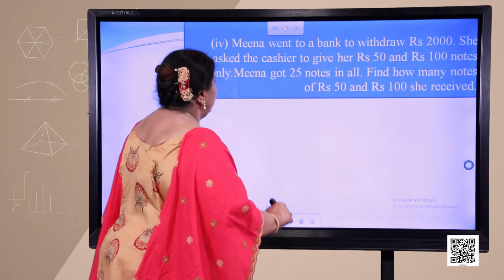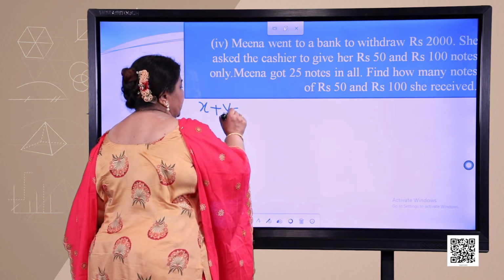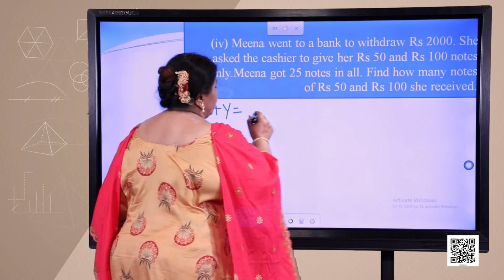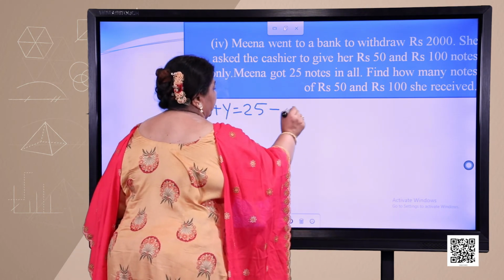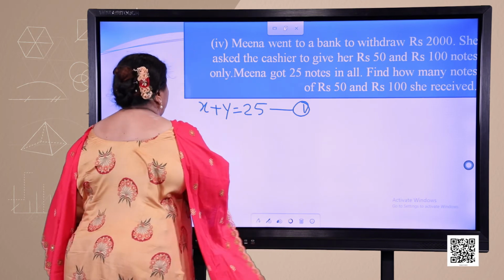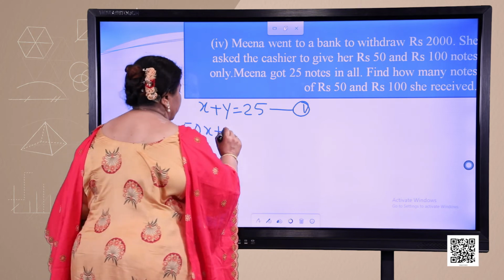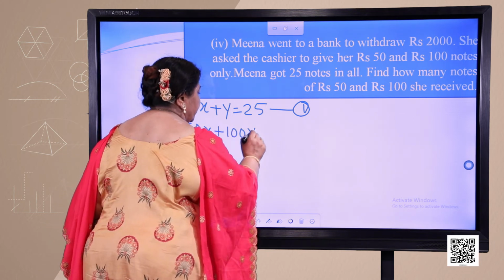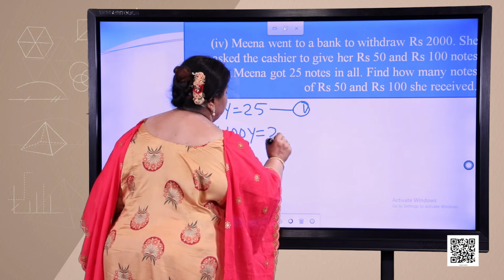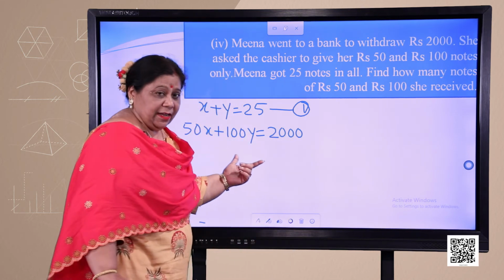number. So, first condition will be total how many notes she is having? She has 25. This becomes our first equation. Now, second is 50 rupees notes we are taking x in number and 100 rupees notes are y in number, and what is the total amount? It is 2000.